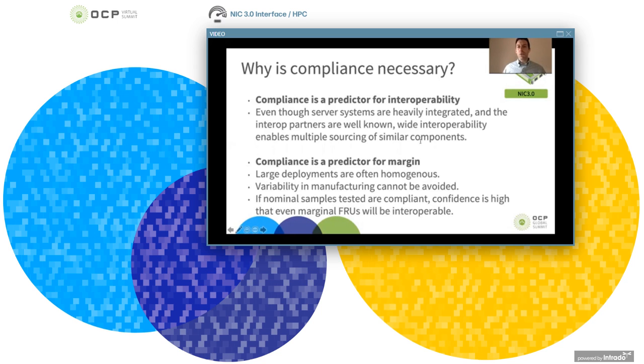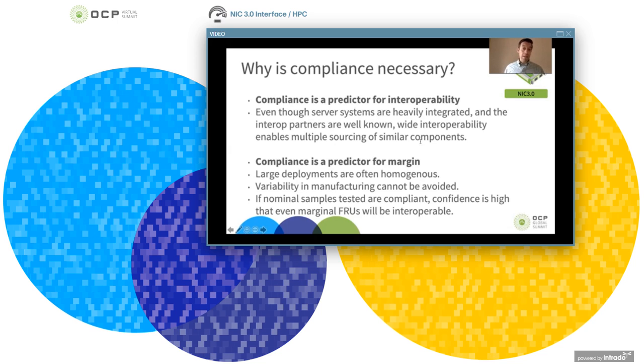Well, in a well-designed compliance program, the tests are a good predictor for interoperability, and this can make multi-sourcing much easier. Further, compliance, especially electrical, thermal, and mechanical compliance, is a good predictor for margin. Now, let's think about that. Many of these OCP NIC 3.0 products will be deployed in high volume. And naturally, anytime you have a large sample size of product, there may be manufacturing variations, both at the silicon level and at the mechanical package. Compliance testing, rigorous compliance testing, can help ensure that even marginal or borderline products will still be interoperable.